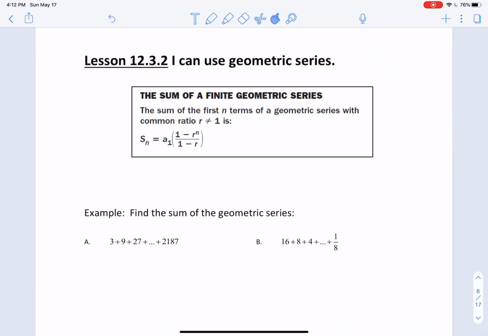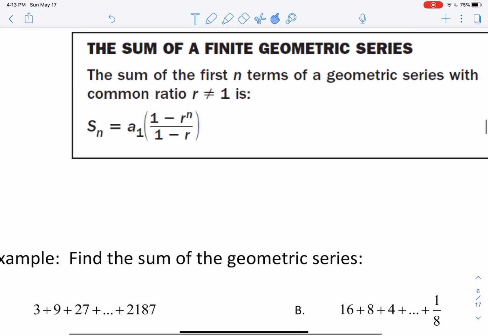Hey everybody, this is the video for geometric series. In the last video we talked about arithmetic series. They're pretty similar. I'm going to make this as simple as I possibly can, so stick with me here. We've got a different formula that we're using for the sum versus arithmetic series. So we need a first term, and then we've got 1 minus r, which is our common ratio, to the nth power over 1 minus r. So I'll show you how to use that.